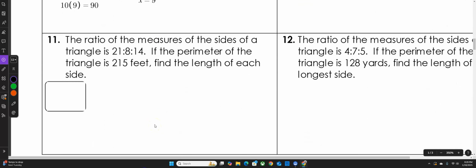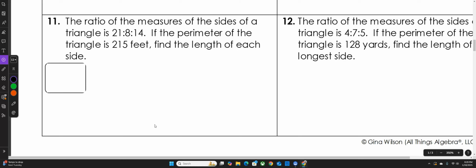All right, now the ratio of the measures of the sides of a triangle are 21 to 8 to 14. If the perimeter of the triangle is 215 feet, find the length of each side. We're going to do the same thing we did in the previous problem with the interior angles, because perimeter is the sum of the outside sides.